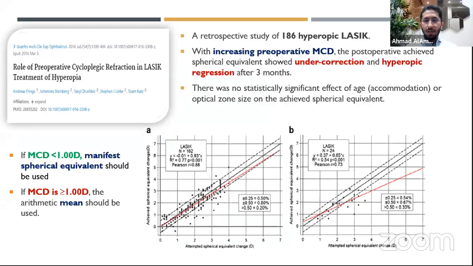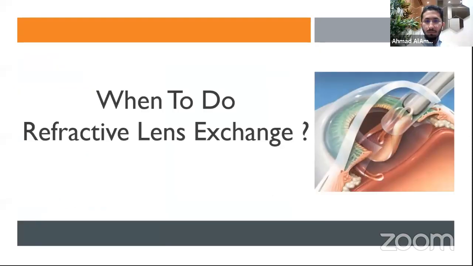Okay, thank you so much. I found this interesting retrospective study on 186 hyperopic LASIK eyes. They found that increasing the preoperative manifest cylinder difference, the post-operative achieved spherical equivalent showed undercorrection and hyperopic regression. The authors recommend treating the manifest spherical equivalent if the difference is less than 1 diopter. If it is more than 1 diopter, they take the mean. Refractive lens exchange is not an option in this case because of its low hyperopia.